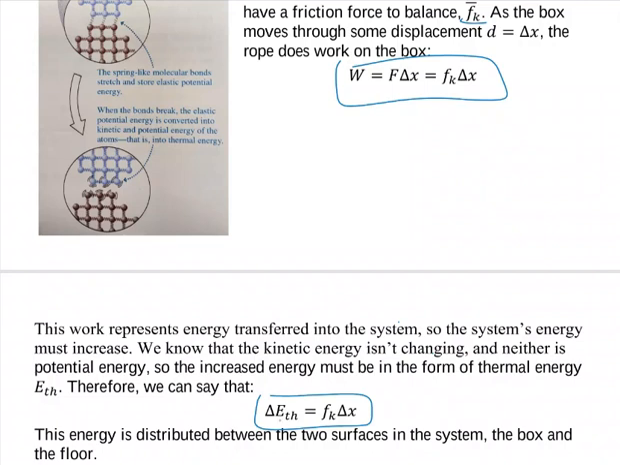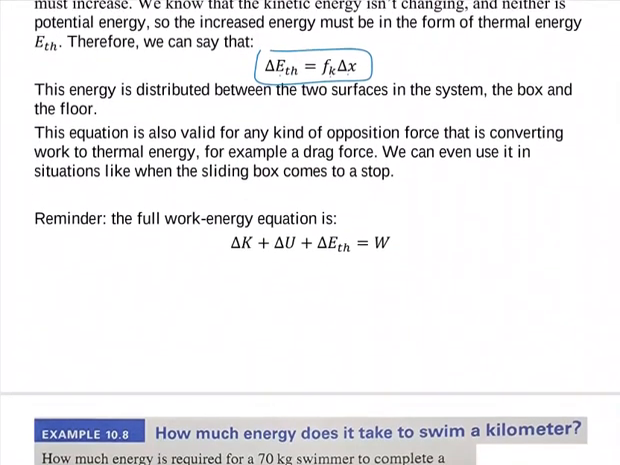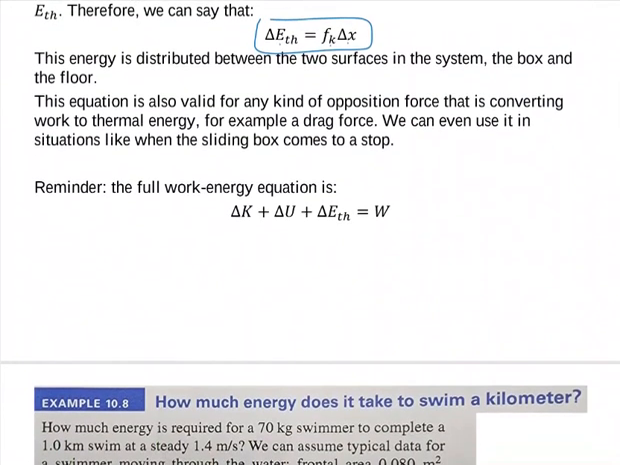Okay, so because this is happening, we have this. Because of this, and this equals this, we can directly turn that into this. So the energy is distributed between the two surfaces in the system, the box and the floor. This equation is valid for any kind of opposition force that is converting work into thermal energy. So that's a drag force, for example. We can even use it in situations when our sliding box comes to a stop.